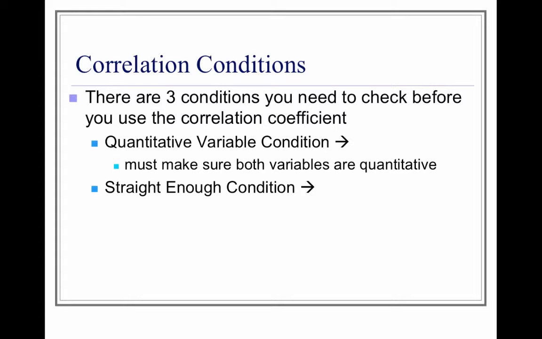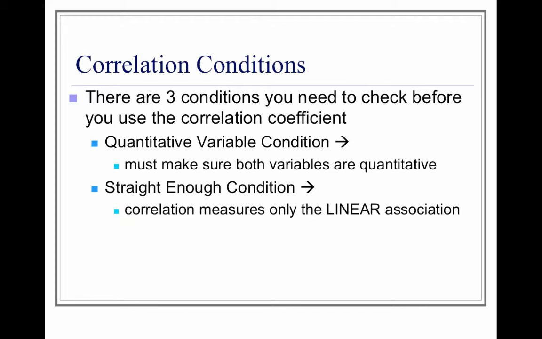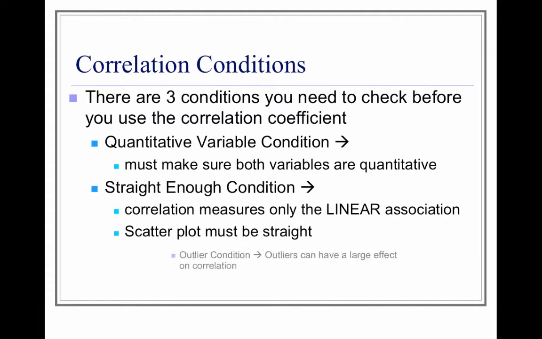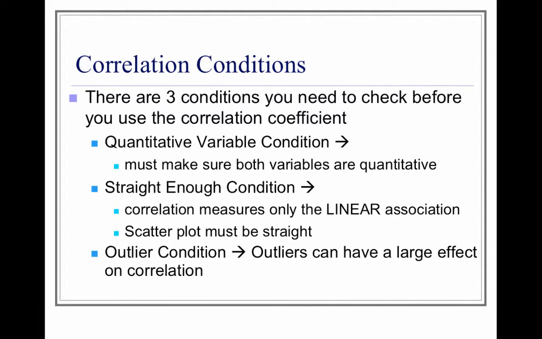Then there's the straight enough condition. The straight enough condition is pretty straightforward. You need to make sure that the data is straight so that there is a linear association. And then the last one is the outlier condition, which basically says that outliers can have a large effect on correlation, and therefore we have to actually calculate the correlation both with and without the outlier.